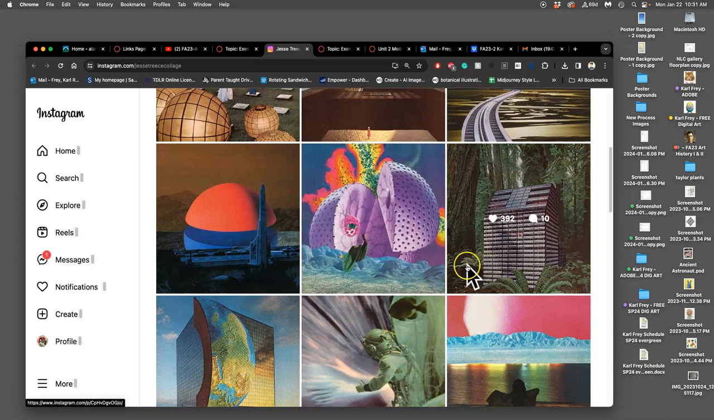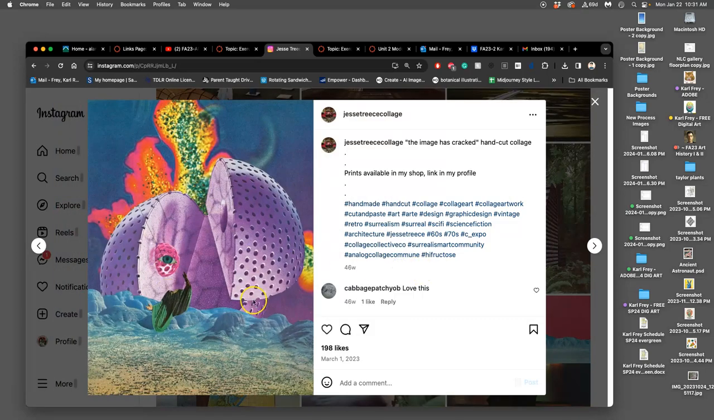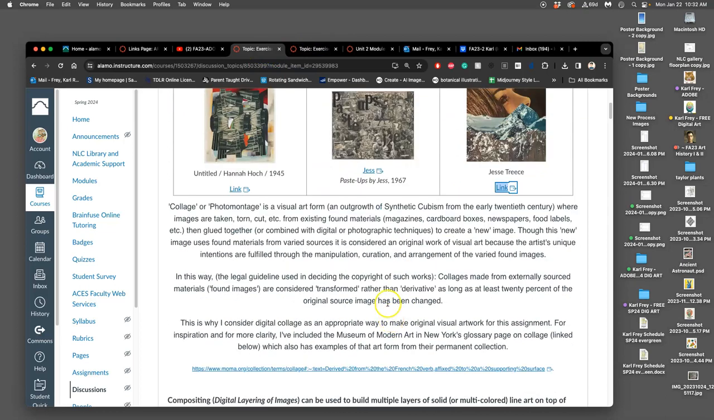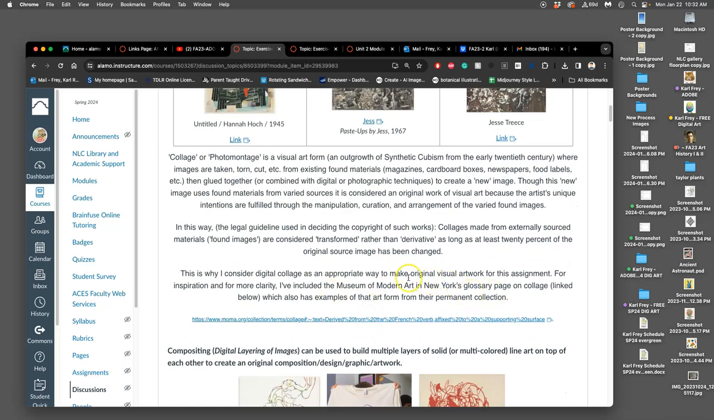So this is a contemporary collage artist. Why are these considered original works when all of these were not created by the artist? And that's because they are decontextualized enough that you won't recognize where they came from, and they're altered enough to be considered a transformed piece instead of a derivative piece, according to the law. So collage is its own unique art form where you fully own the image, whether it's traditional or digital. So it's an appropriate way to make original visual artwork.